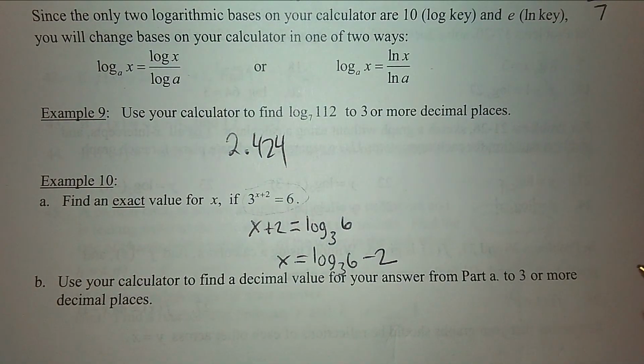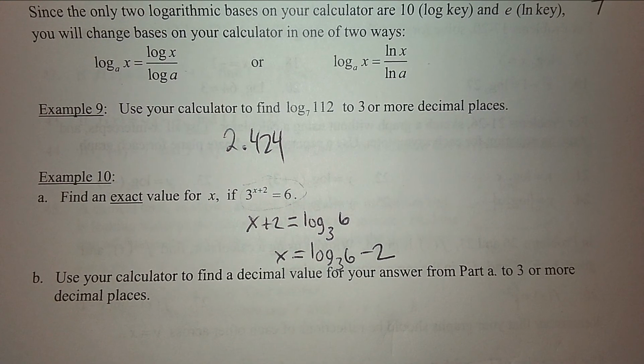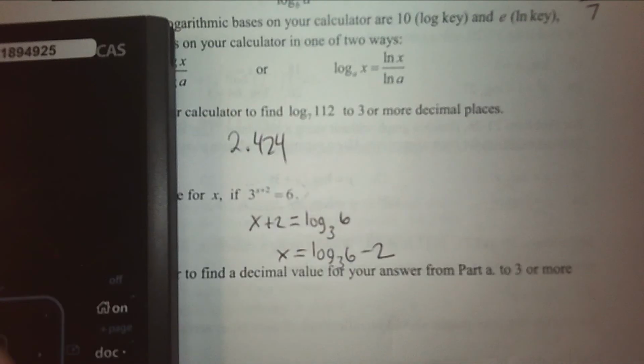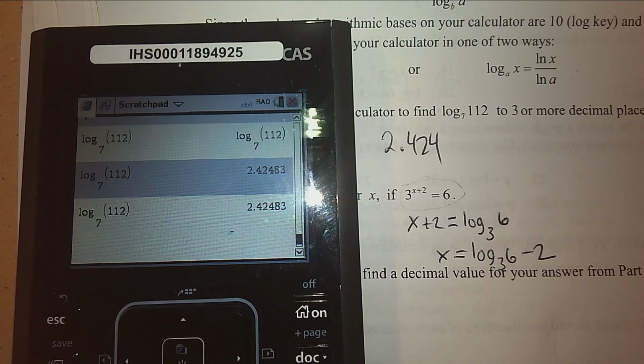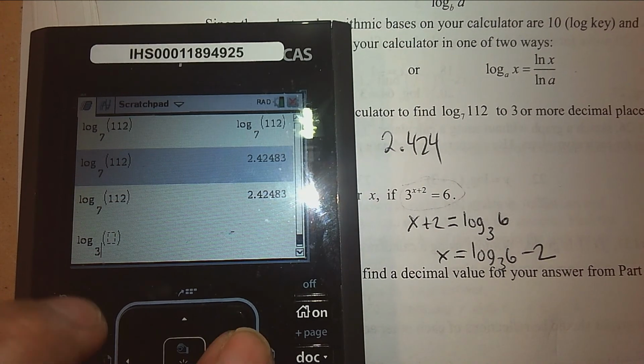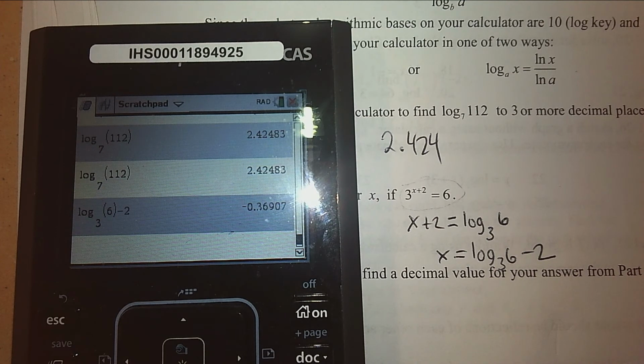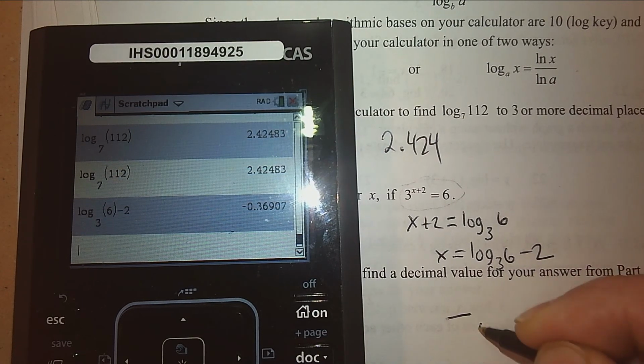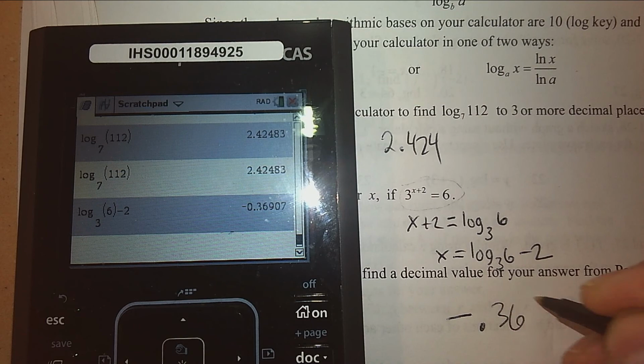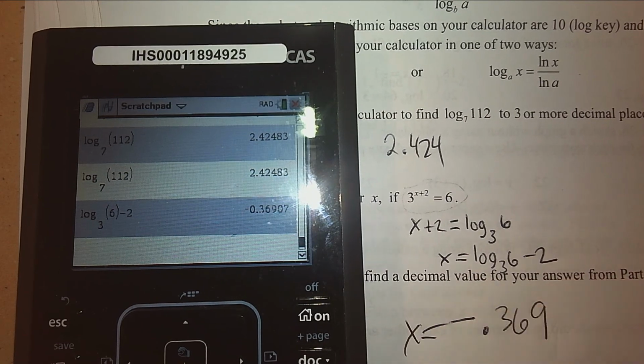If I wanted to know the approximate value of that answer, could you do it? Now use your calculator. What would the value be? Press the log button. Base is 3. Inside is 6. Move that cursor over. And then you subtract 2. Go control enter. Did you get negative 0.369?